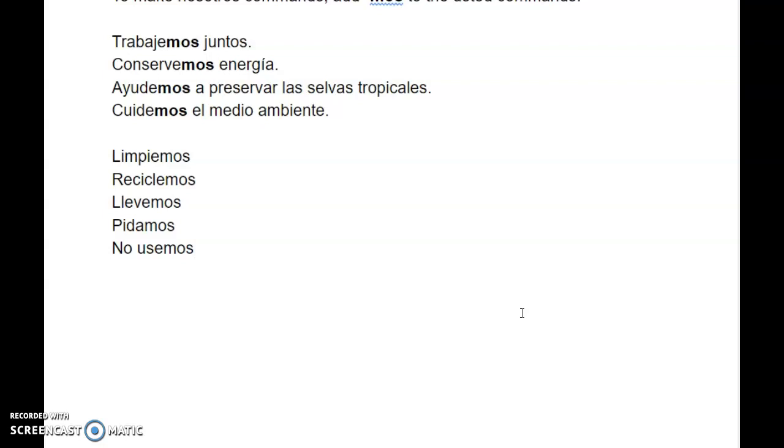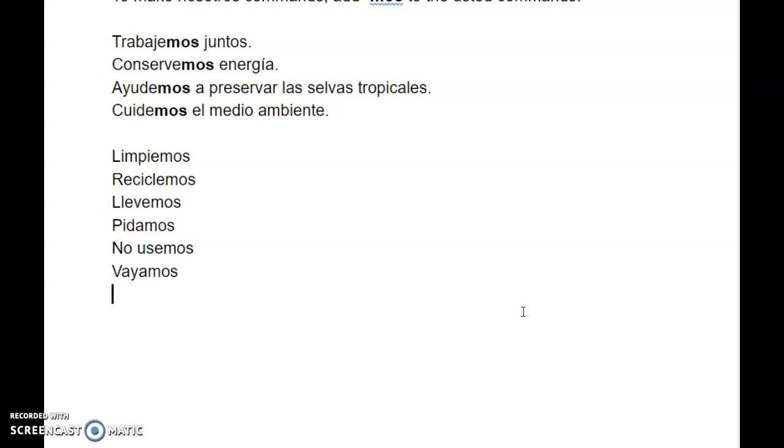Número 6. Ir en autobús o en bicicleta al colegio. So to go by bus or bicycle to school. So ir, remember, is irregular. Remember that it is vaya. And I'm, in that case, going to use it like it is. And we have vayamos, right? Vamos en autobús o en bicicleta al colegio. So let's go by bus or bicycle to school.